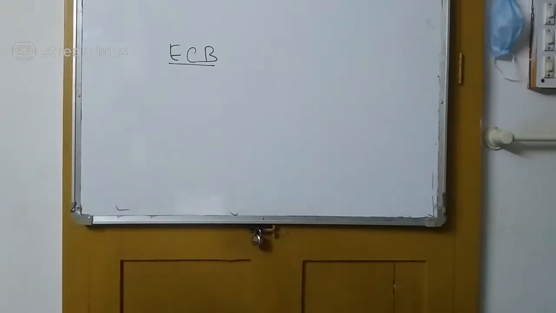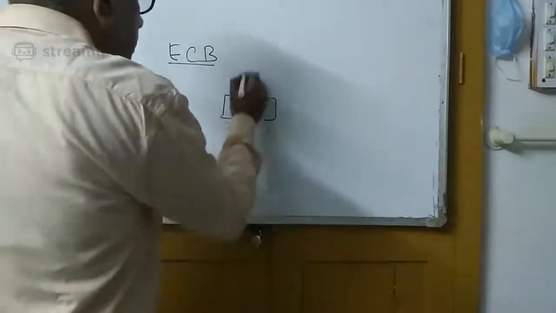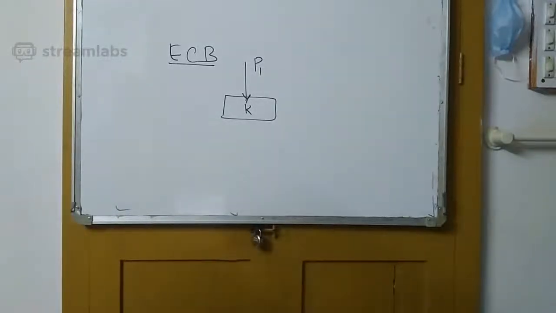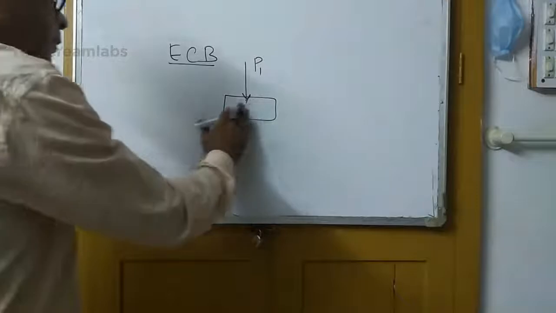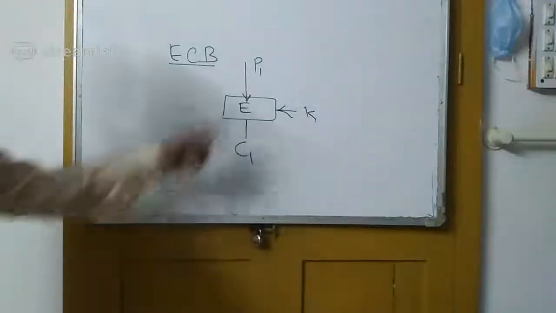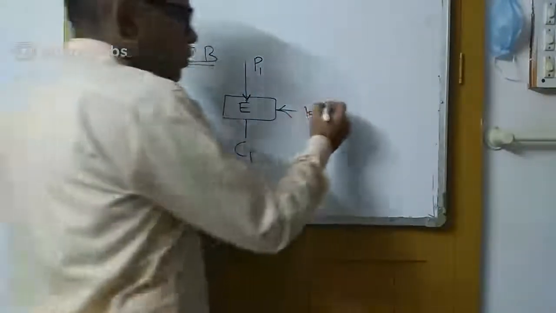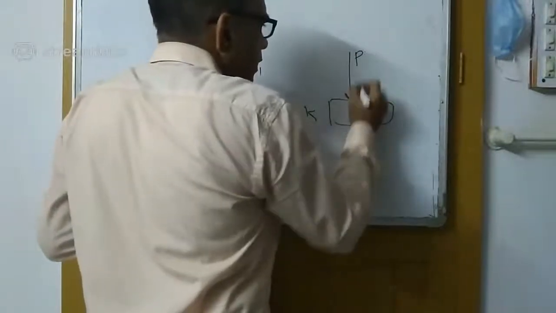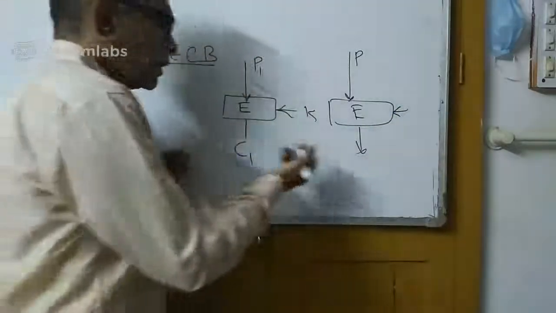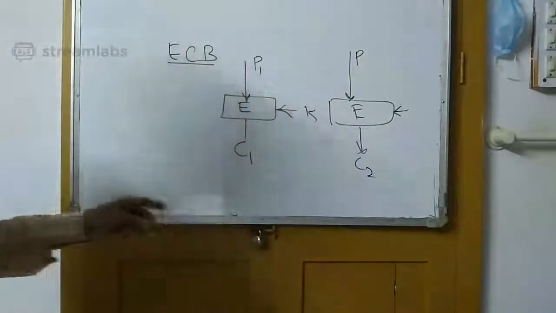What exactly this means is very simple. In this case, we use a plain text P1, which passes through the ECB block, which gets operated with the key. The outcome is ciphertext. Since I have used P1, I am using the letter P2 for the next one. So all your plain text blocks undergo this ECB block, and it generates ciphertext. This is a very simple thing.